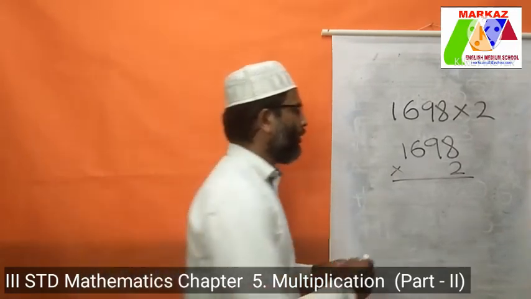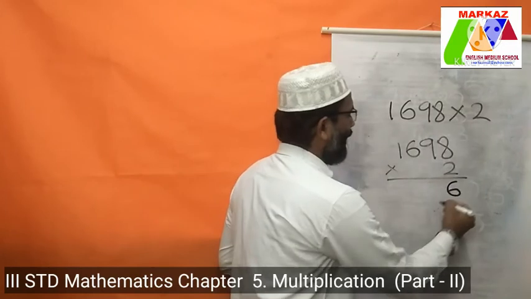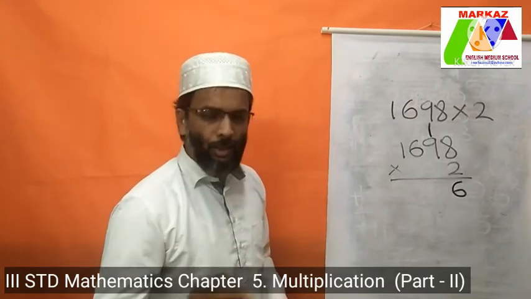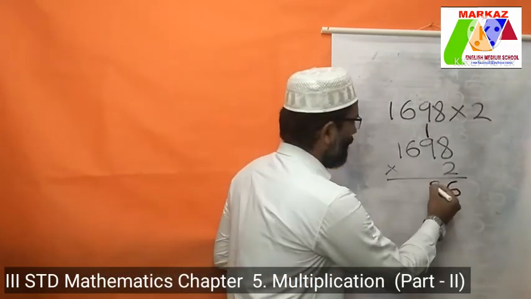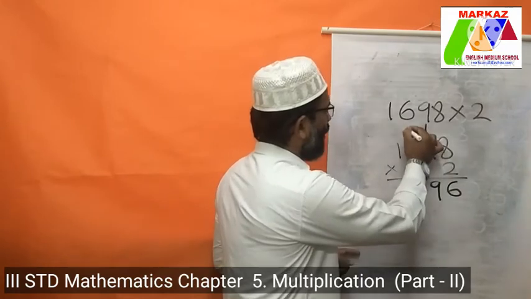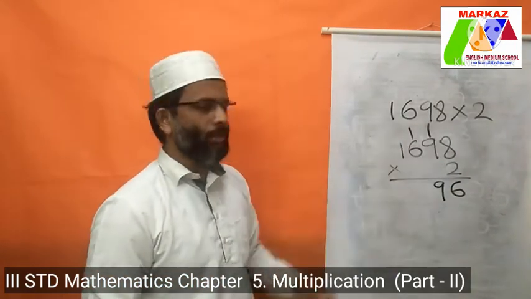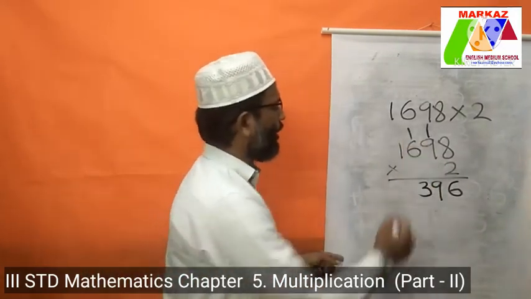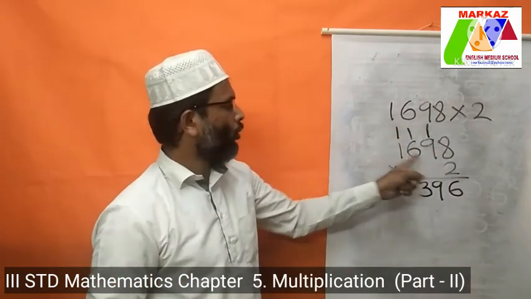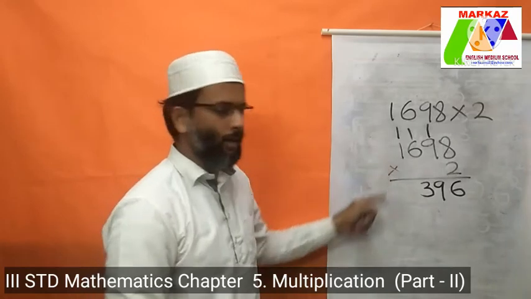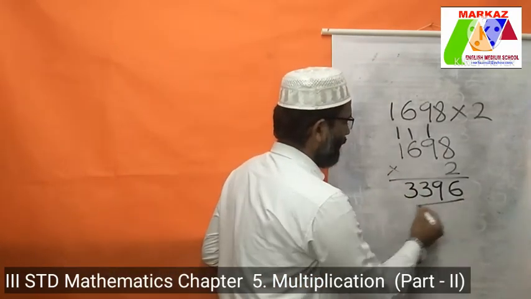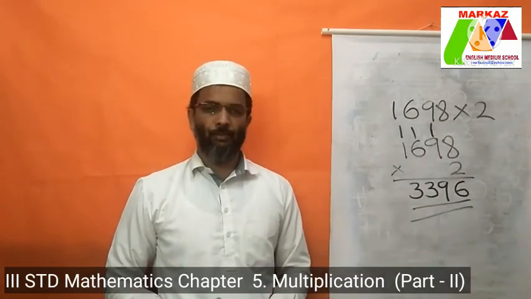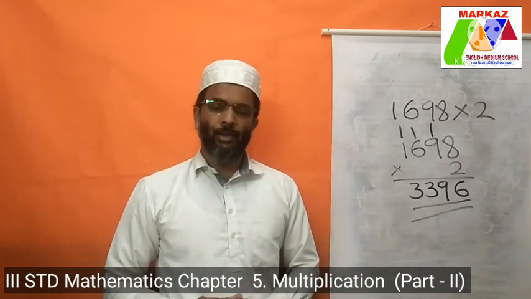2 into 8, 2 into 8 are 16. We write 6 in answer line, 1 in tens place. 2 into 9, 18. 18 plus 1, 19. We write 9 in answer line, 1 in next place. 2 into 6 are 12. 12 plus 1, 13. We write 3 in answer line, 1 in next place. 2 into 1 is 2. Plus 1, 3. Final answer is 3396.